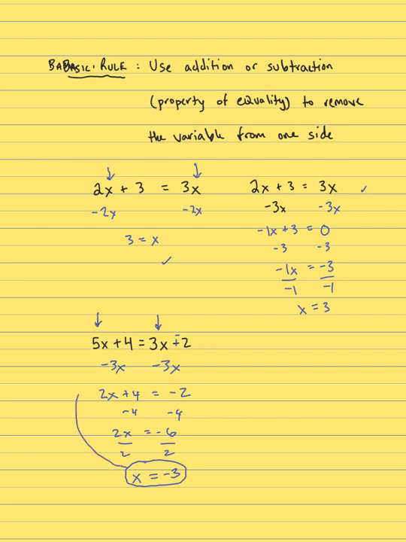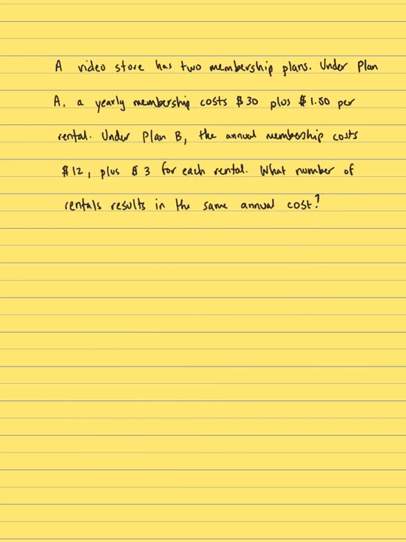If we were to go back and plug it in, we'd have to plug it in there and we'd have to plug it in here. And what you'd find is that the equation would be true. And just to show you what that looks like, 5 times negative 3 plus 4 equals 3 times negative 3 minus 2. Okay, that's negative 15 plus 4 is negative 11, and that's negative 9 minus 2 is negative 11. So that works.